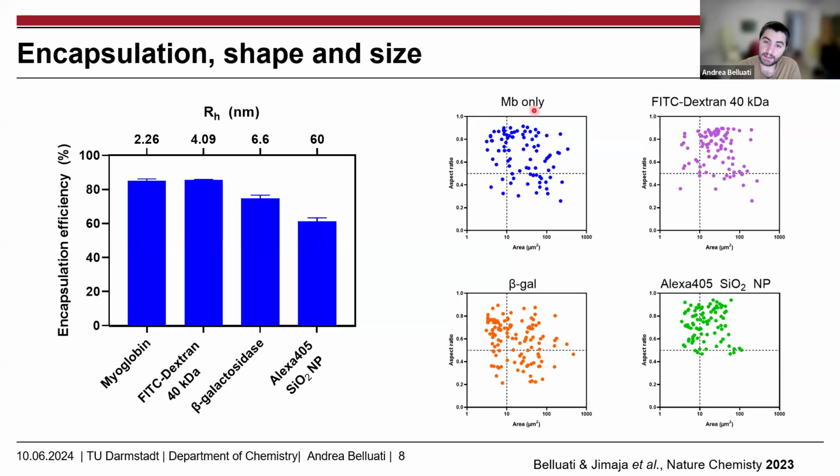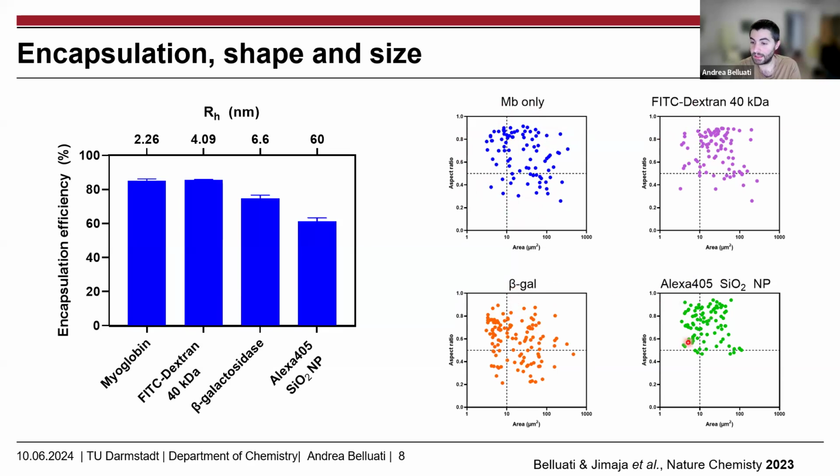You see that if you take the ones having nothing else, only myoglobin, shape and size are a bit all over the place. Bigger ones tend to be slightly more elongated, that is at lower aspect ratios, but still a bit all over the place. Same thing for macromolecules like FITC dextran or beta-galactosidase.